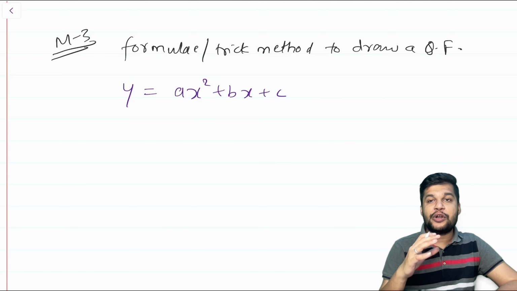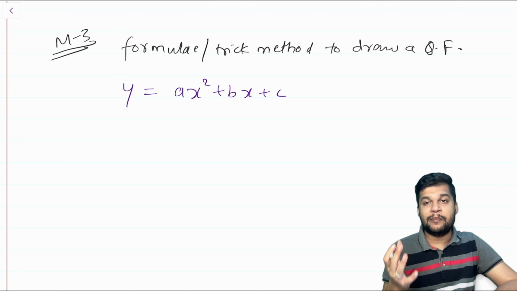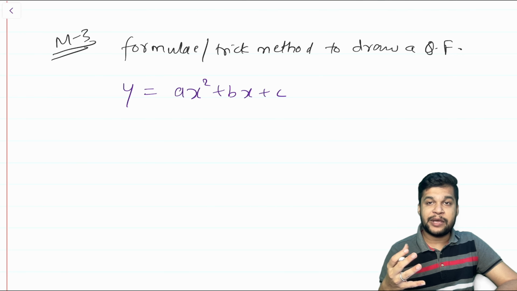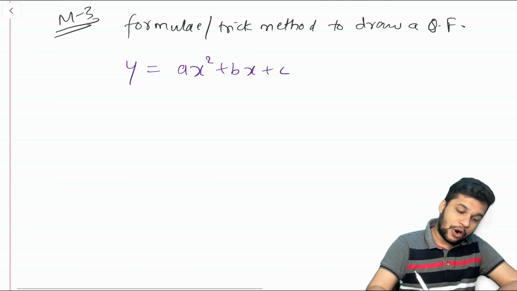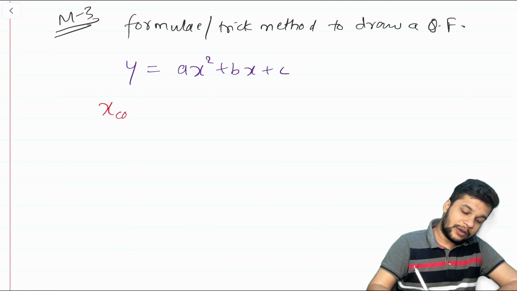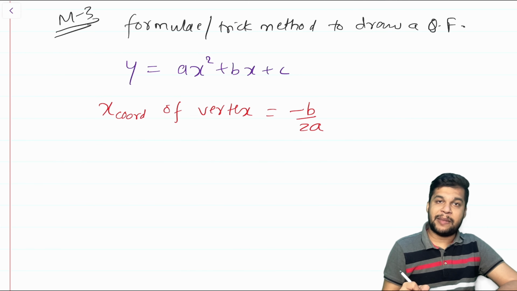Now instead of you finding the vertex using completing the square method, it is even easier to find the vertex by using the formula. So the x coordinate of the vertex is given by minus b by 2a. It's given by minus b by 2a.